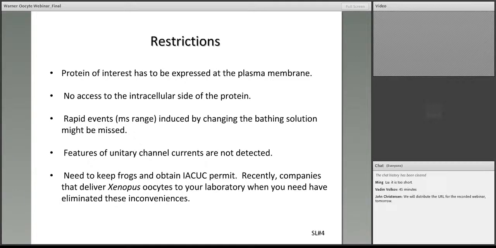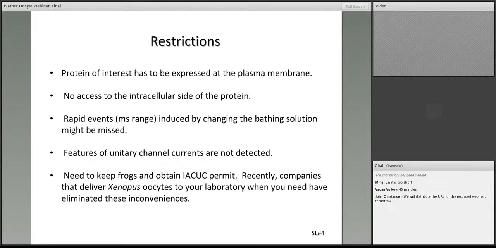Now, a brief overview of the procedure. First, you isolate the oocytes from the frog and inject mRNA extracted from tissues or cRNA prepared from plasmids containing the coding region of the protein of interest. The RNA is injected in the cytosol of the oocytes in a volume of less than 50 nanoliters. This is by far the most common procedure. Some researchers prefer to use DNA, but then the nucleus is injected, which is technically more difficult.